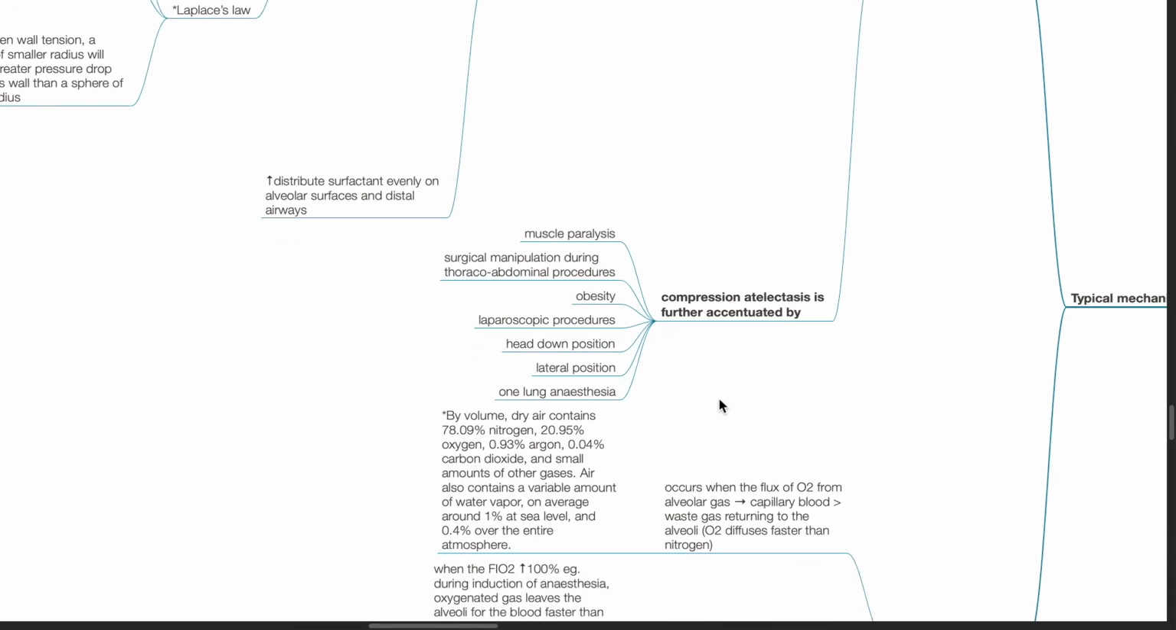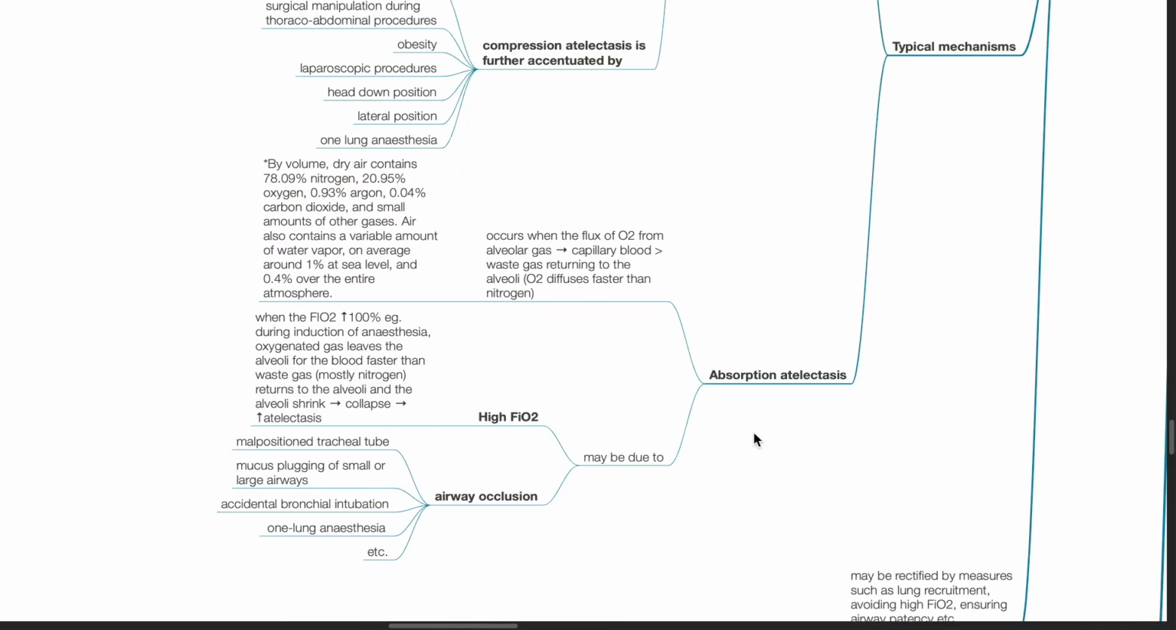Compression atelectasis is further accentuated by muscle paralysis, surgical manipulation during thoraco-abdominal procedures, obesity, laparoscopic procedures, the head-down position, lateral position, or one-lung anesthesia. Absorption atelectasis occurs when the flux of oxygen from alveolar gas into capillary blood exceeds waste gas returning to the alveoli, as oxygen diffuses faster than nitrogen.